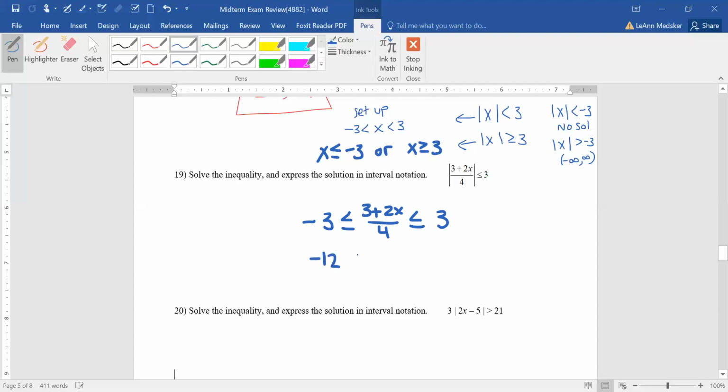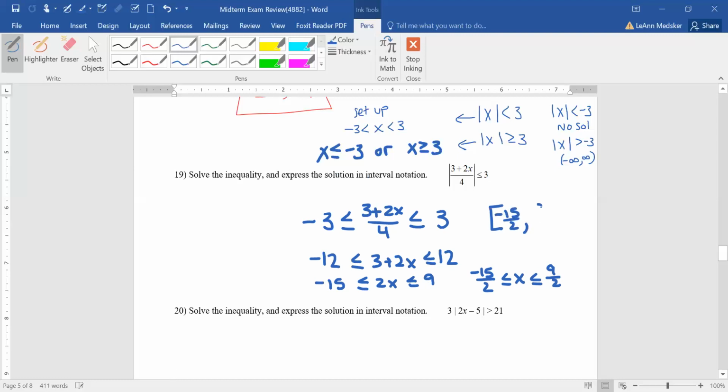So that's -12 less than or equal to 3 plus 2x less than or equal to +12. Subtract 3 from all the sides because we're still trying to isolate that x in the middle. So this would be -15 less than or equal to 2x less than or equal to 9. And then we're going to divide everything by the 2. So we're getting fractional answers. We will not turn these into decimals. We want to write this in interval notation. So it's brackets because of the equal to bar. It's -15 halves, comma, 9 halves, bracket. So everything between those would be shaded. Okay.